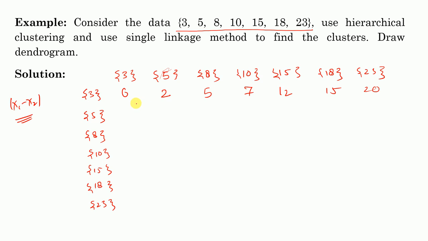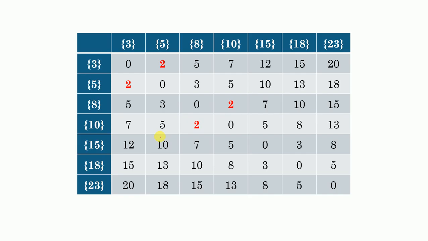After just making this matrix, I will show you this complete matrix. This is the complete matrix. Okay, I have calculated all these distances here. So these are the distances. Now what we have to do, look at this. For easy view, I have colored the minimum distances in red. So this is the minimum here.